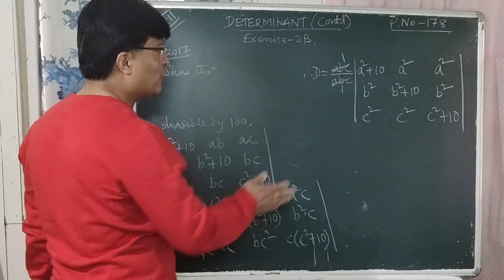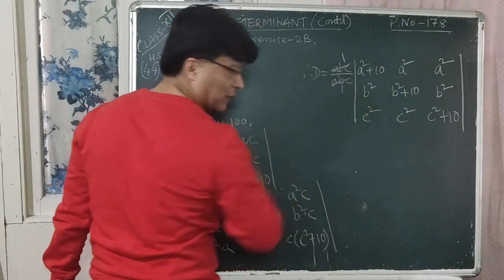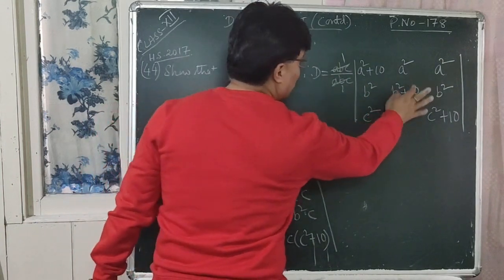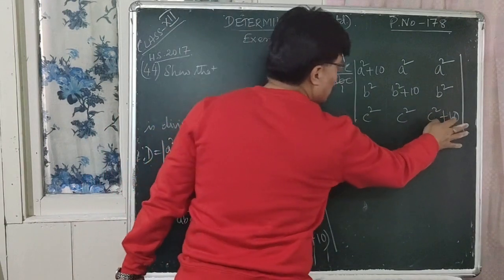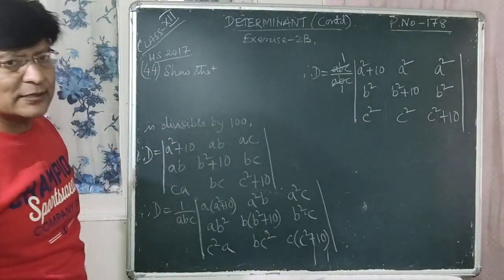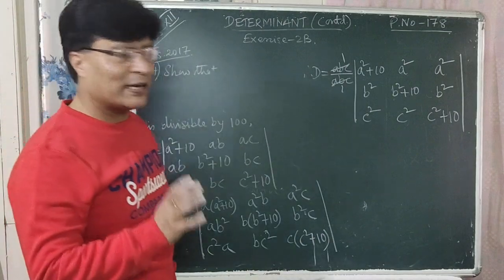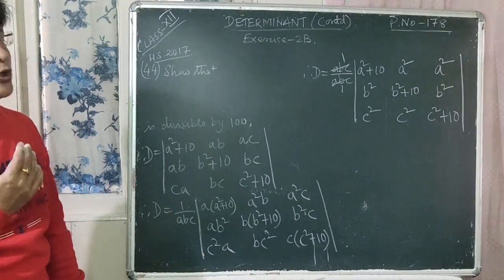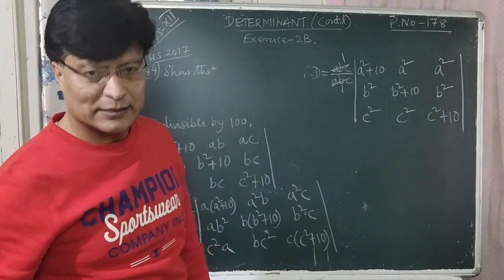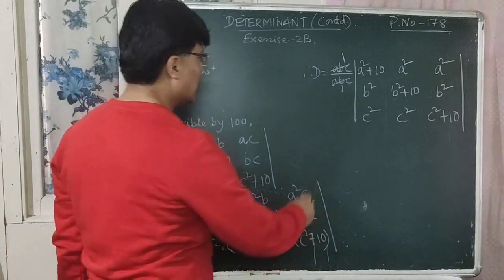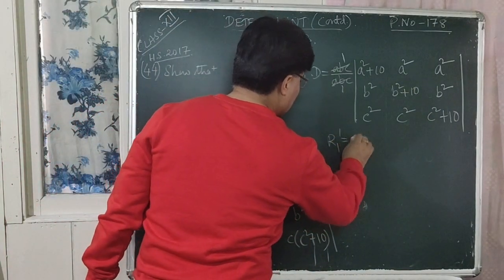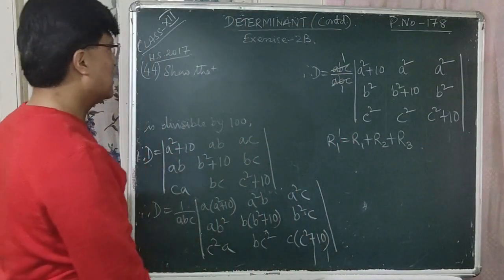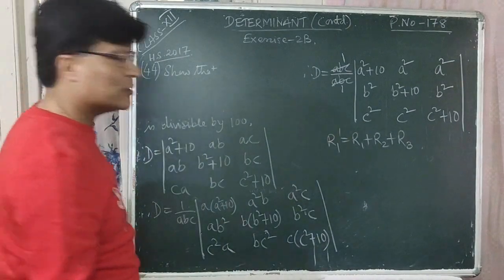So in this case, if you write R1 dash is equal to R1 plus R2 plus R3, you get here 10 plus A square plus B square plus C square. Here also 10 plus A square plus B square plus C square. Here also 10 plus A square plus B square plus C square. That means we are getting the same element, 10 plus A square plus B square plus C square, in the first row, so that you can take that common outside the determinant. Okay, so let's do here R1 dash is equal to R1 plus R2 plus R3, right?